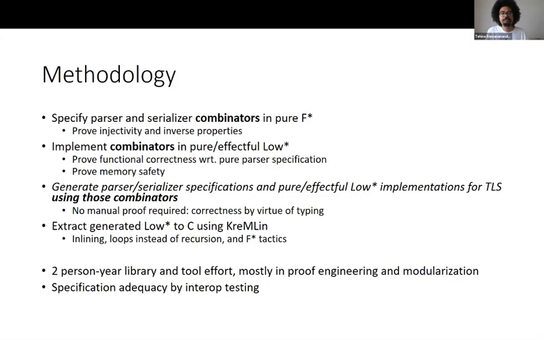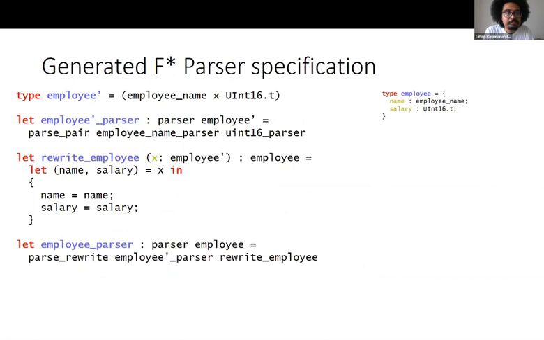And then we generate parser and serializer specifications by assembling such combinators so that there are no manual proofs required. And everything is proven correct by virtue of typing. So it's correct by construction. And then we extract to C using KreMLin. So more concretely, yes.